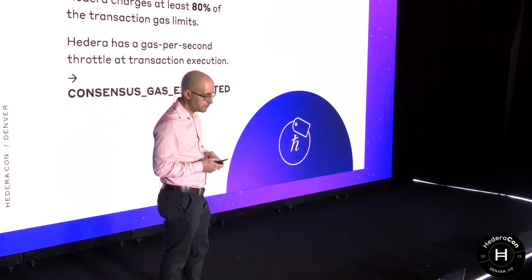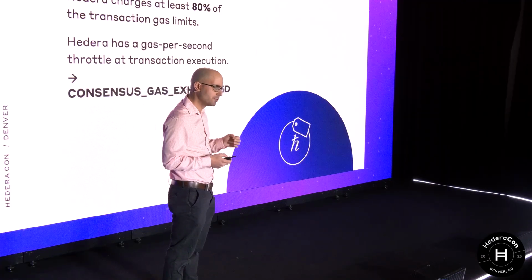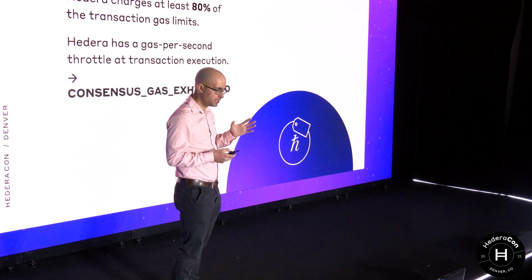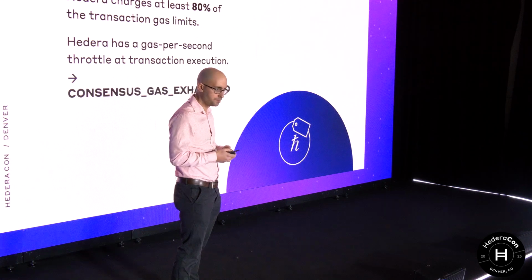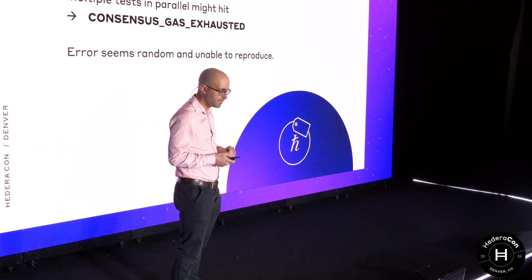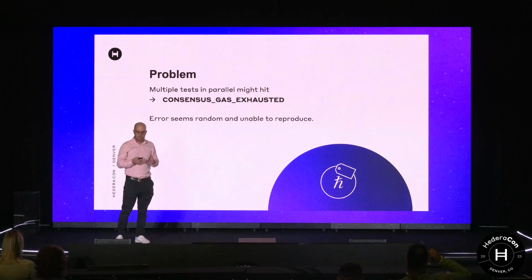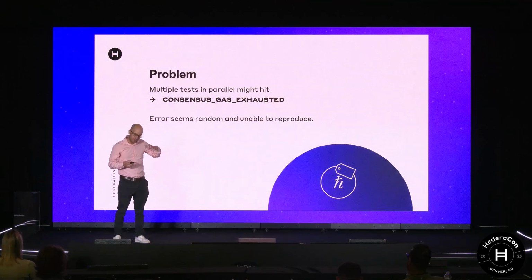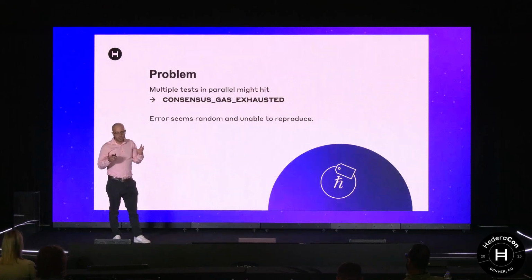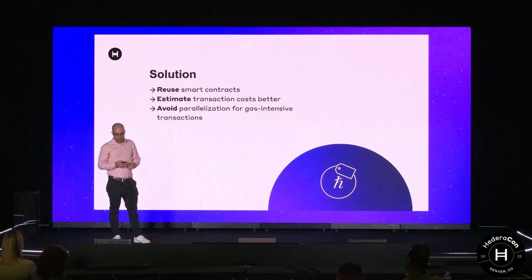The second thing you should know is that Hedera has a gas per second throttle, which, if it is reached, will send back a consensus gas exhausted error. Keeping those two things in mind, if you're running tests in parallel, you might hit that consensus gas exhausted error. And it will be very difficult to reproduce because it will not always take place when you run the same test. It can change, it can look random, okay? So there is no perfect solution, to be honest, to avoid that error if you're running multiple tests in parallel.